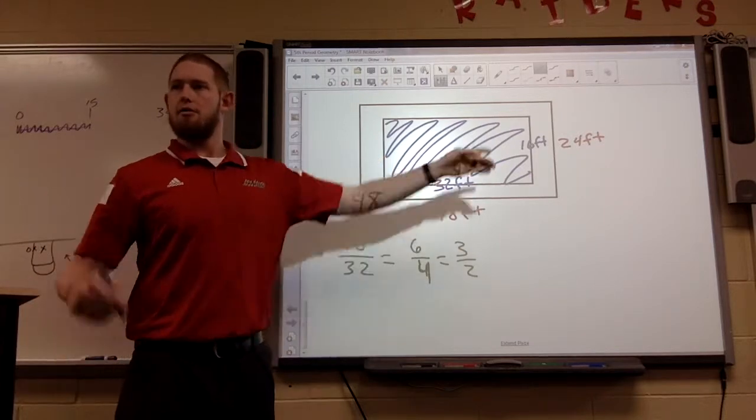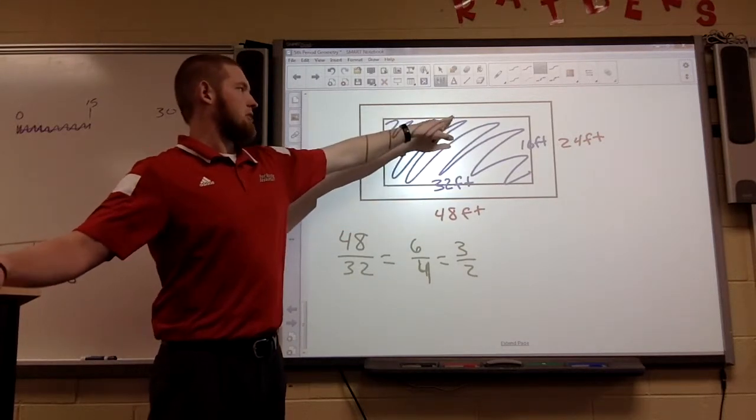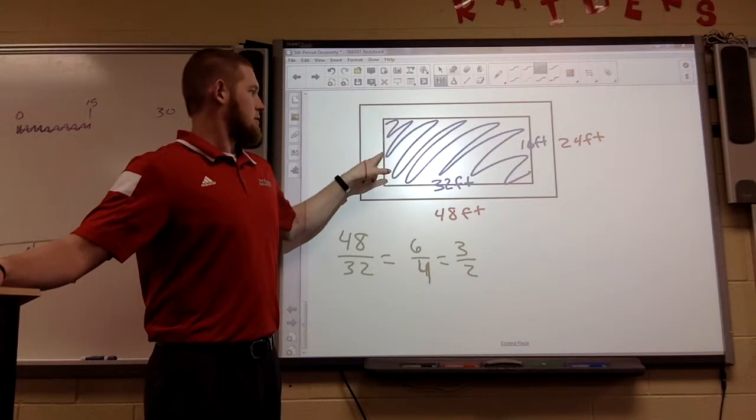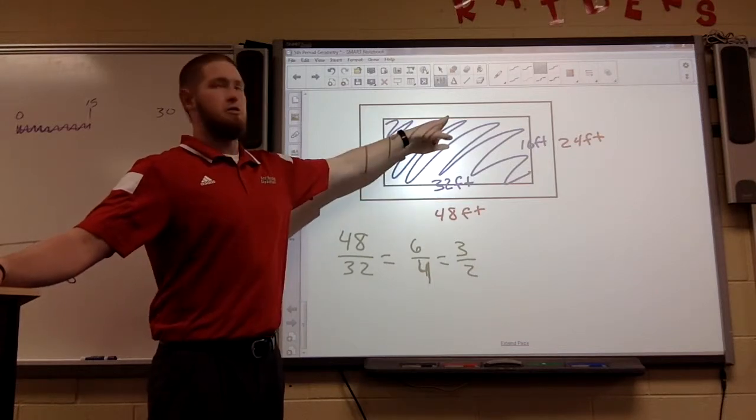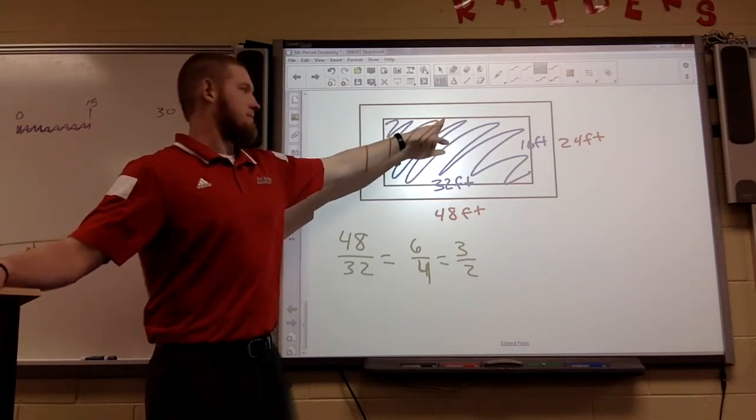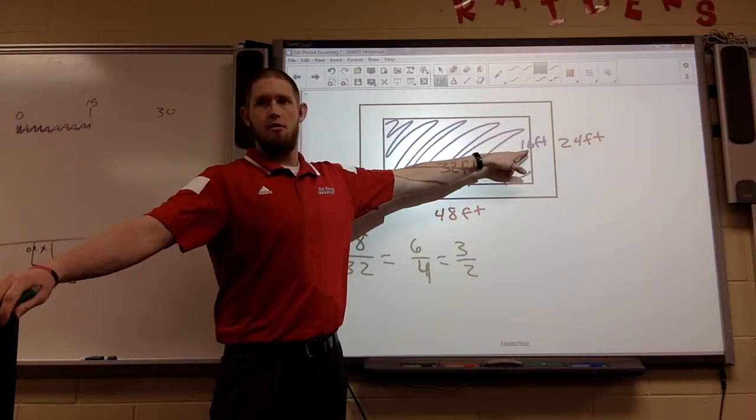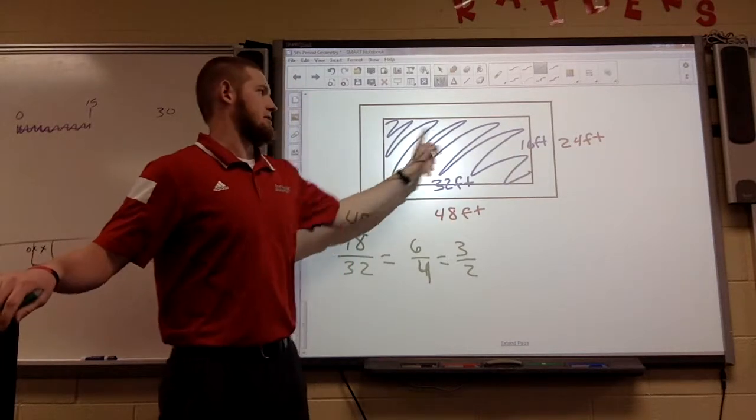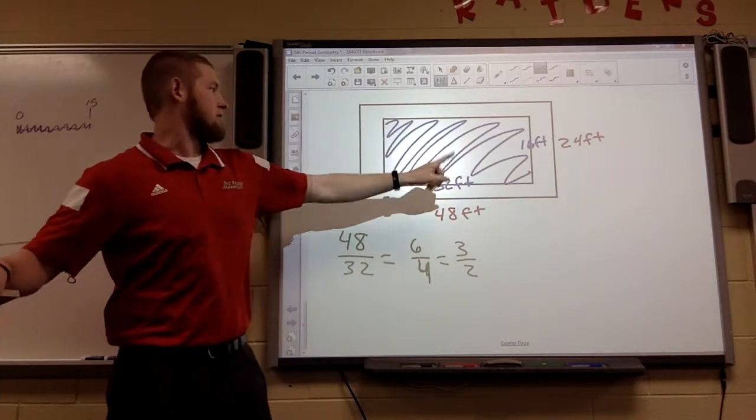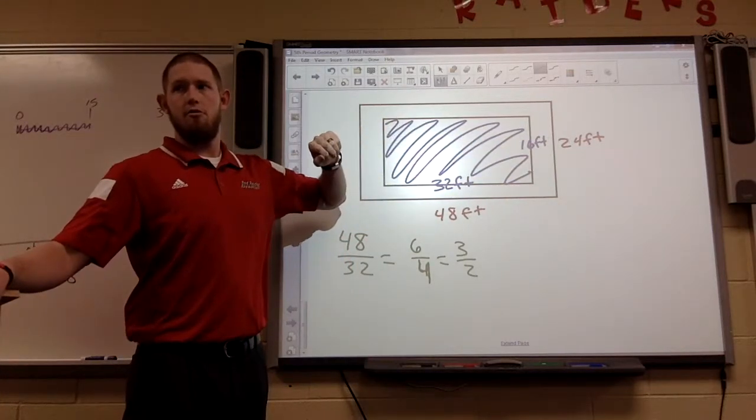Add up all the sides. Okay, what's this side length, Brett? 32. And this one? 16. So what's 32 and 32? 64 and 16. Oh, you were doing 16 and 16? It's 32. So what is 64 and 32?